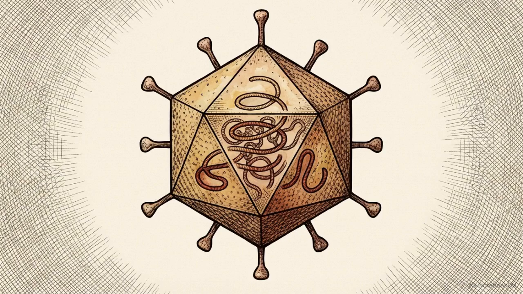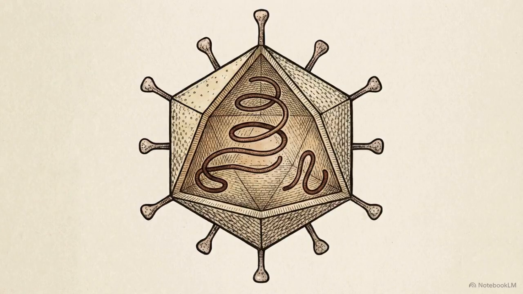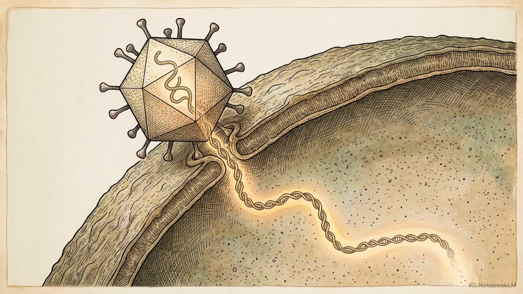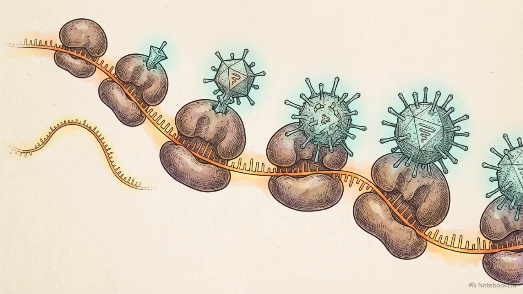But another class of pathogens renders physical architecture entirely irrelevant. Viruses are obligate intracellular parasites. They possess no ribosomes, carrying zero machinery for independent protein synthesis. A standard virus injects its genetic material, like positive sense RNA, straight into the host's cytoplasm. The host's own ribosomes read this foreign code as if it were natural messenger RNA, immediately assembling viral proteins.